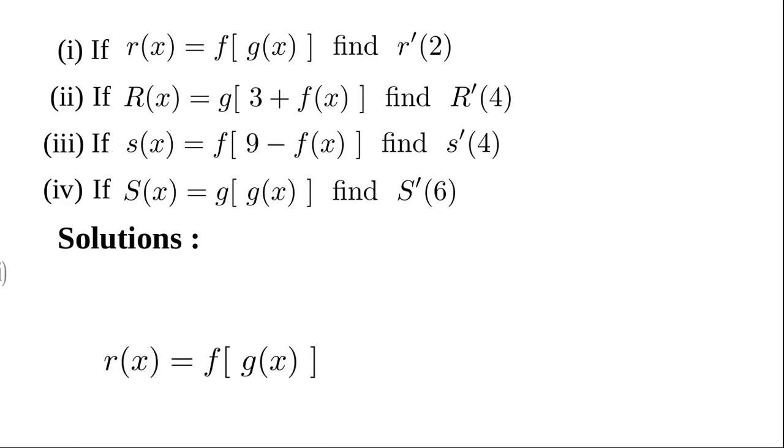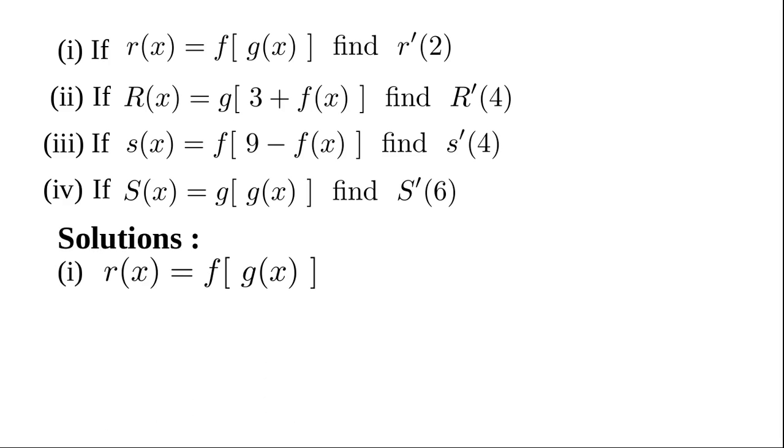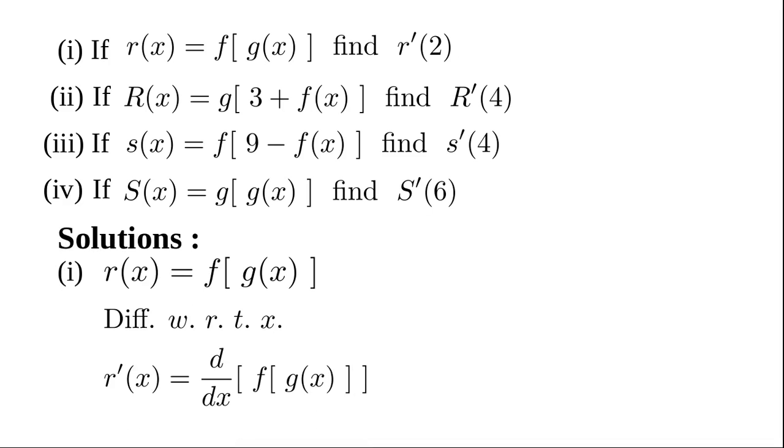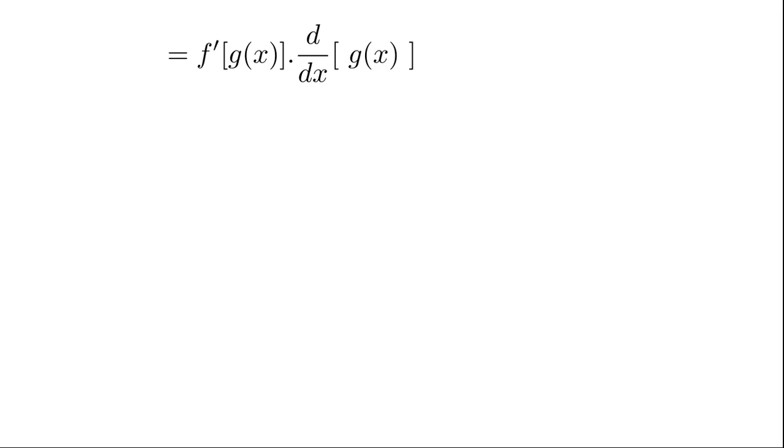So what you are given is r of x is f of g of x, differentiate with respect to x. R dash of x is the derivative of f of g of x. Here g of x is treated as u, so f of u, the derivative of f of u is f dash of u into the derivative of what you thought as u. Therefore, r dash of x equal to f dash of g of x into g dash of x.